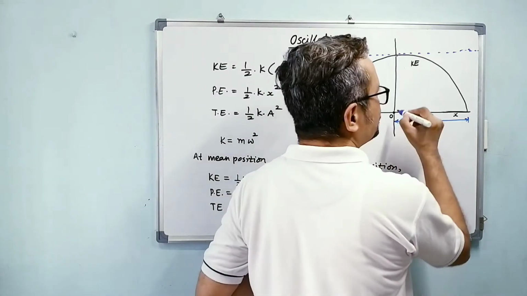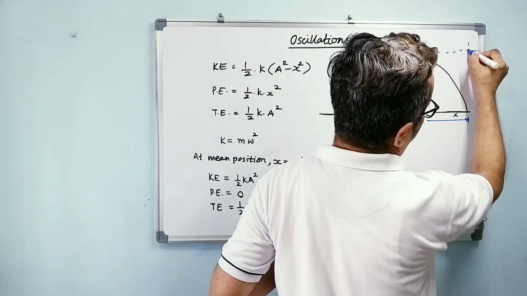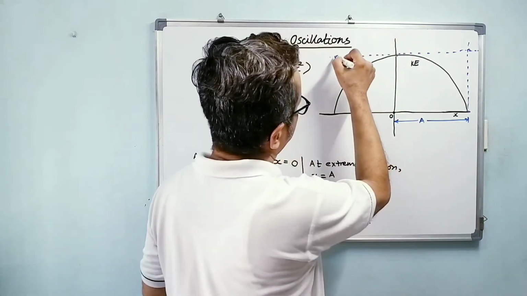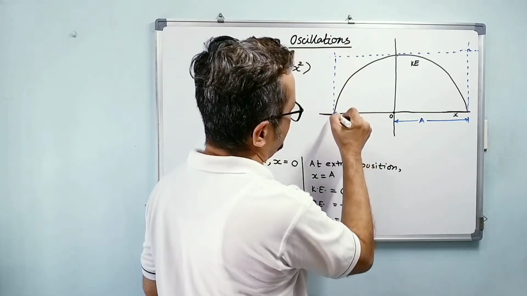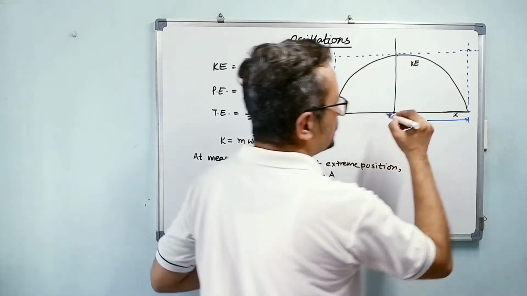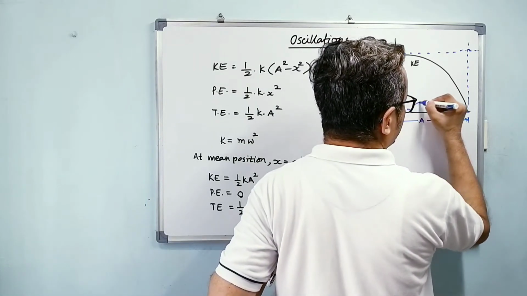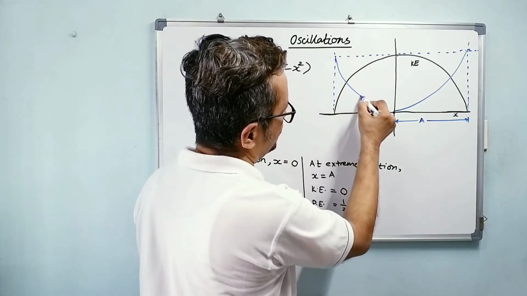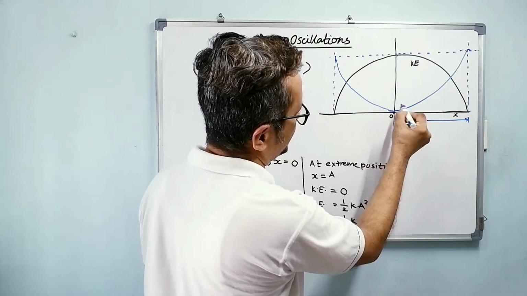So at mean position it is 0 here, and at extreme position on either side it is half Ka square. So my potential energy would vary like this here, and from here it will be like this. Correct.